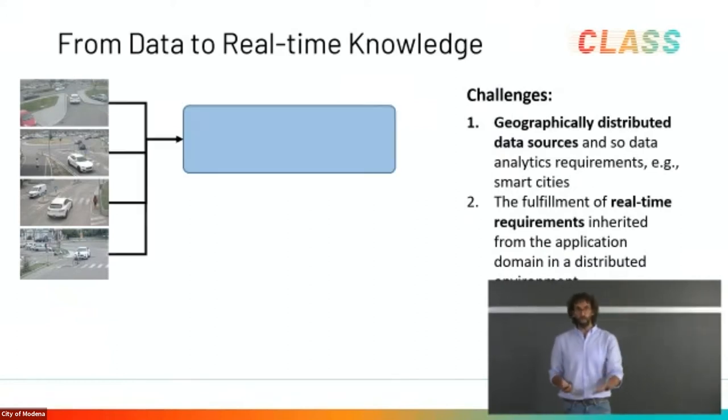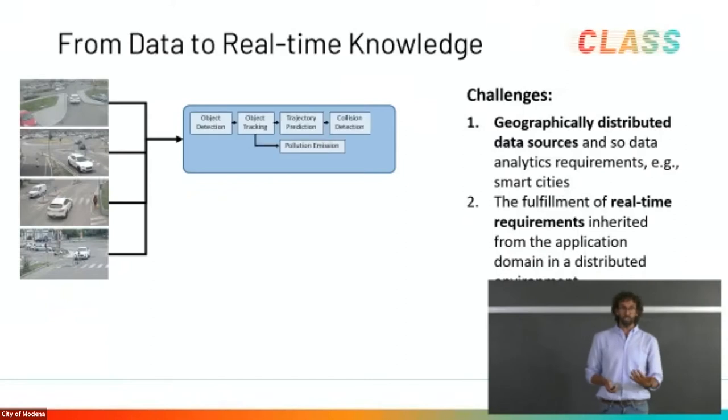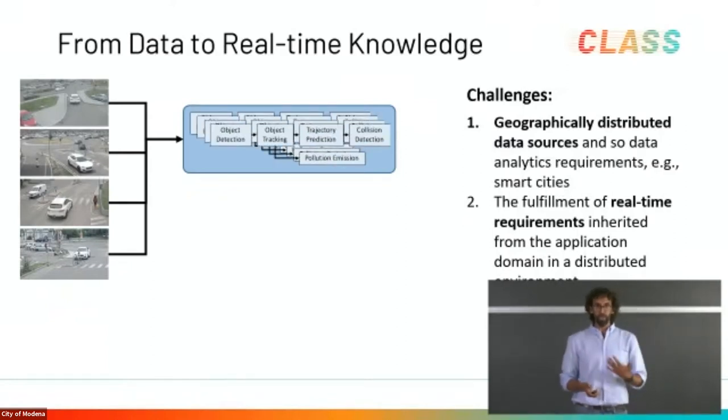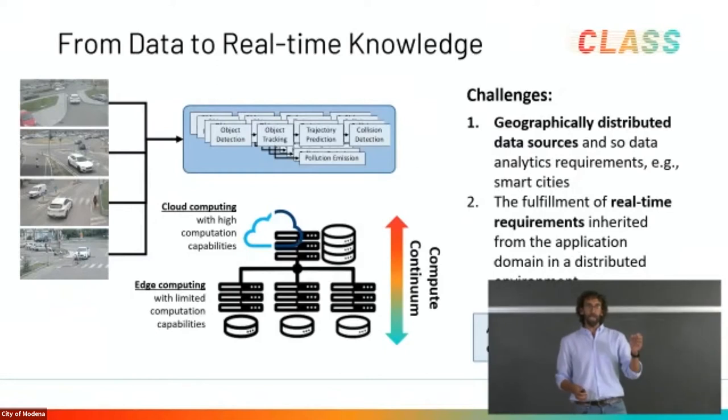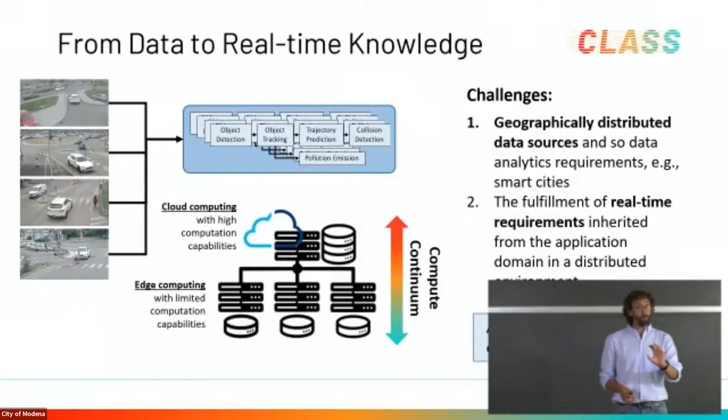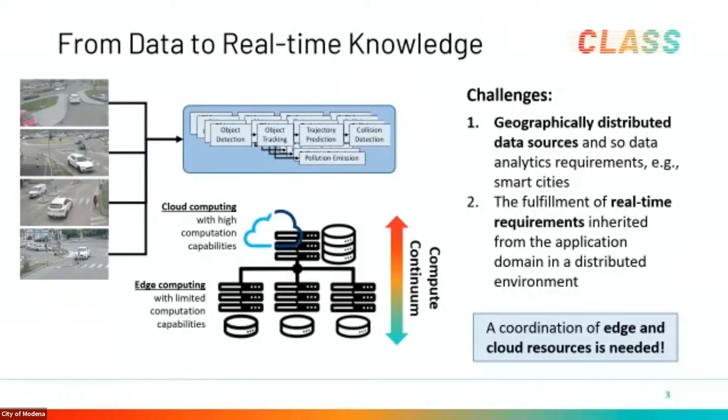So in this example, we have four different data sources. Each of those is going to process a given workflow. In this case, what do we need? We need to have a distributed environment combining both edge computing and cloud computing. At the edge computing level, we are going to have very limited computation capabilities, but the response time is going to be very fast because we are not suffering any communication delay. On the other side, on the cloud computing side, we have high computation capabilities, but suffer due to the communication.